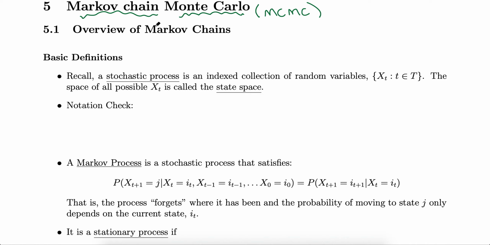All right, so the first thing we've seen before is this idea of a stochastic process. We said a stochastic process is just an indexed collection of random variables, and they're most often indexed by time, t, and all the possible values our random variable can take on is called our state space. Okay, we'll use that same language when we're talking about Markov chains in this section.